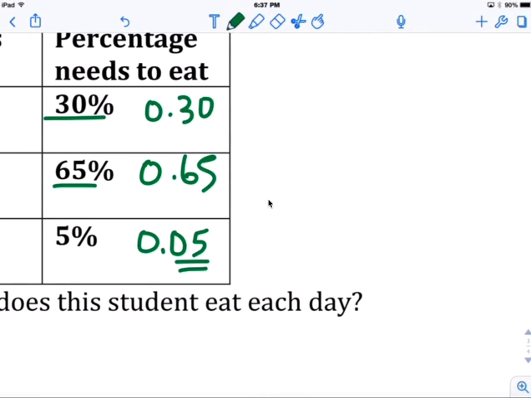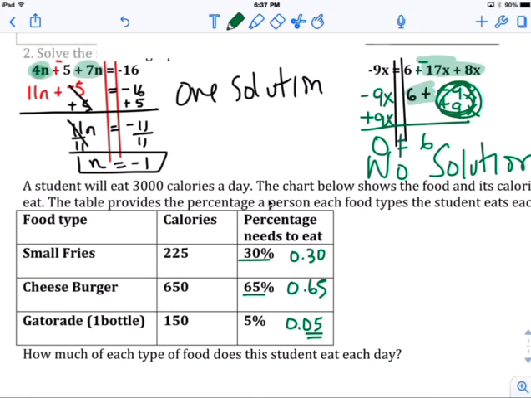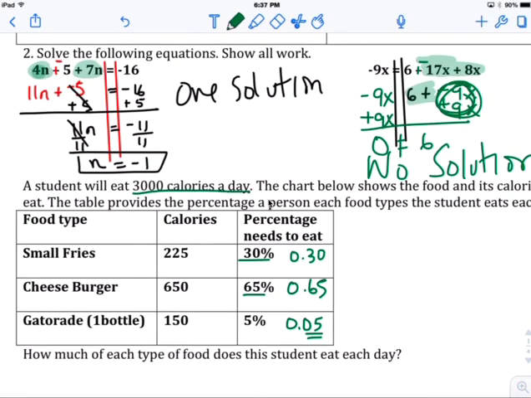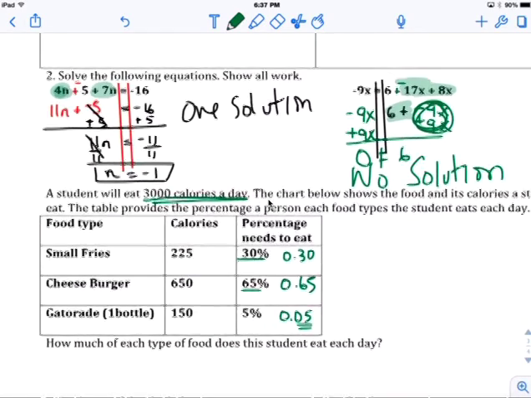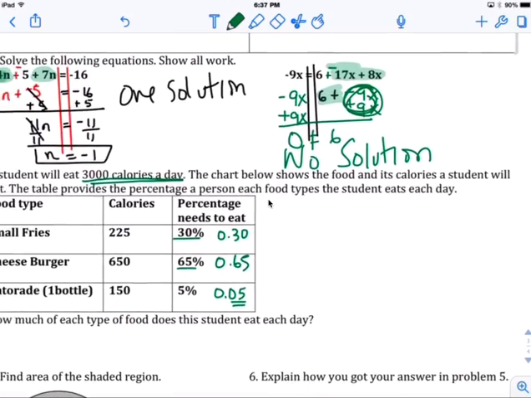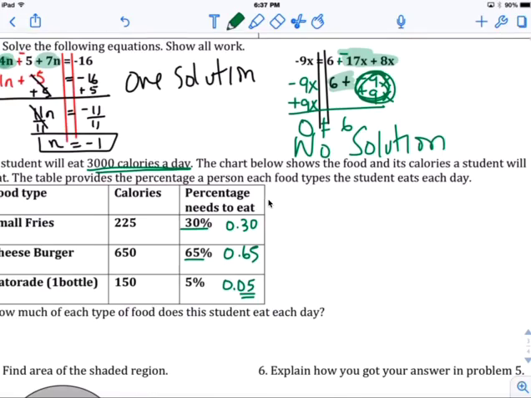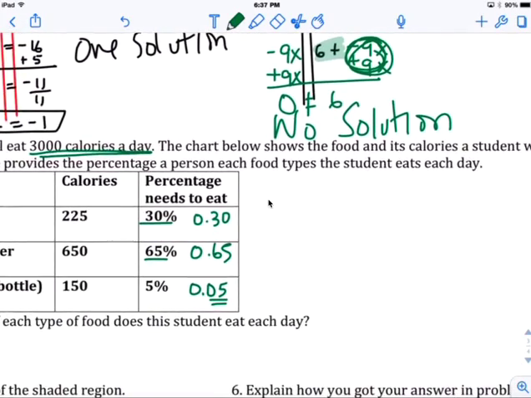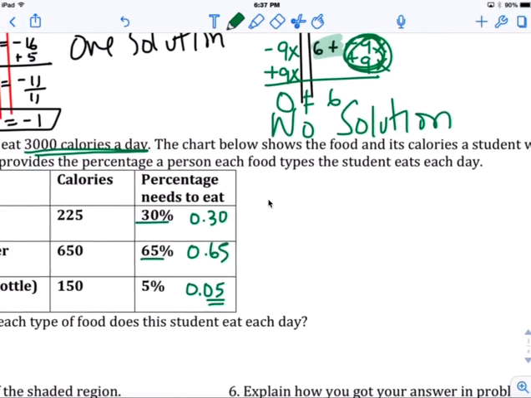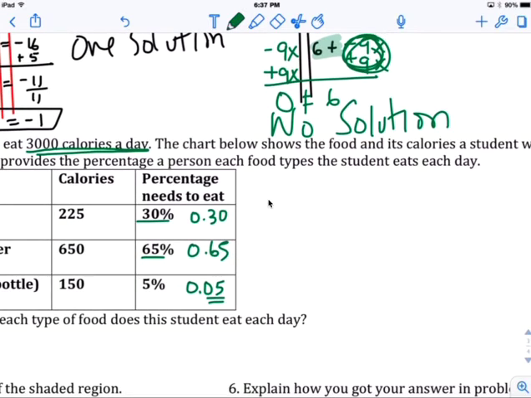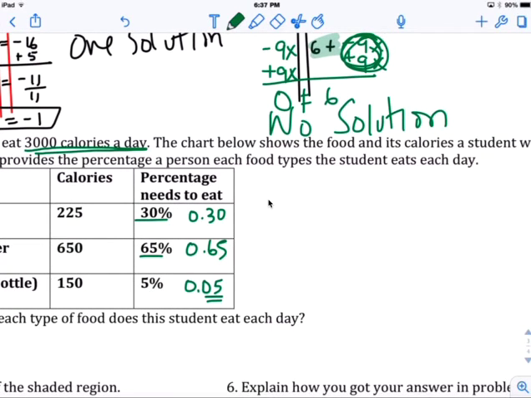Okay. Now, a student will eat 3,000 calories a day. The chart below shows the food and the calories a student will eat. The table provides the percentage of each food type a person eats each day. Redundant. All right.